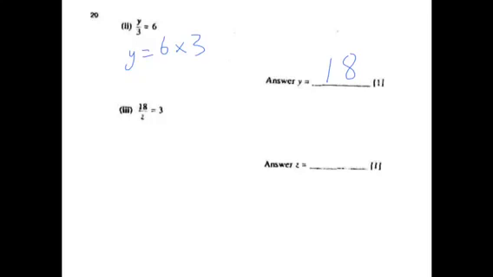18 over z equals 3. This actually takes 2 steps to get to the answer. So the first step, we're going to treat it just like we did in the previous one. In the previous question we said that y was equal to 6 times 3. So this time I'm going to say that 18 is equal to 3 times z. Exactly the same method as we used in the previous question. And now we just need to take one more step to get our answer. z is equal to 18 divided by 3. So z is equal to 6.